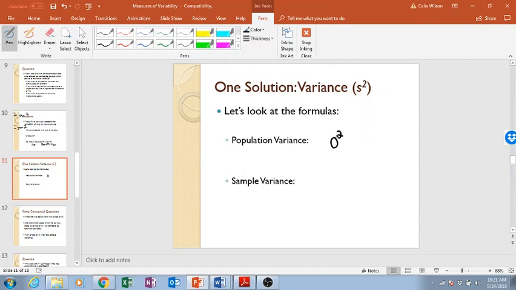The symbol for population variance is this. It's the sum of your squared deviation scores, which is also known as sum of squares, divided by big N. Capital N denotes your population. A little n indicates you're talking about the sample. The sample variance formula is the one we're going to use. Population variance you'll see in some instances later, but for now we're going to focus on the sample variance.